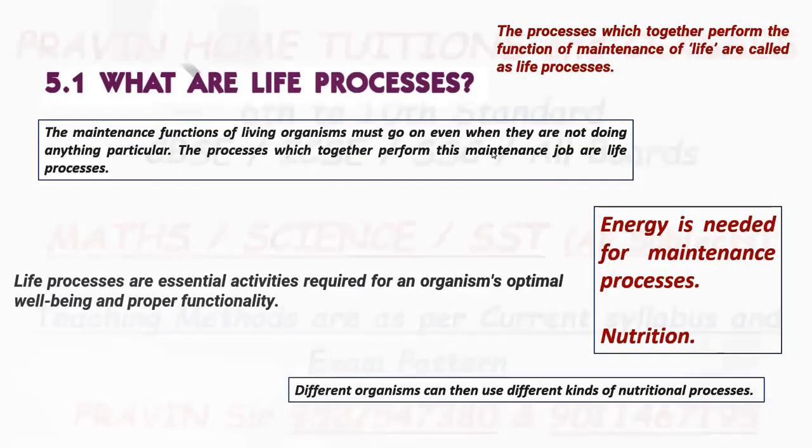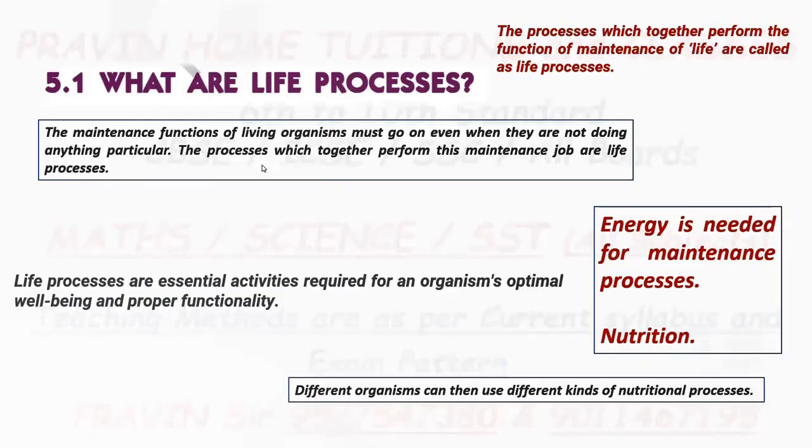So here, 3-4 definitions I have written. First, the processes which together perform the function of maintenance of life are called life processes. Life processes are essential activities required for an organism's optimal well-being and proper functionality. In other words, the maintenance function of a living organism must go on even when they are not doing anything. The processes which together perform this maintenance job are life processes.